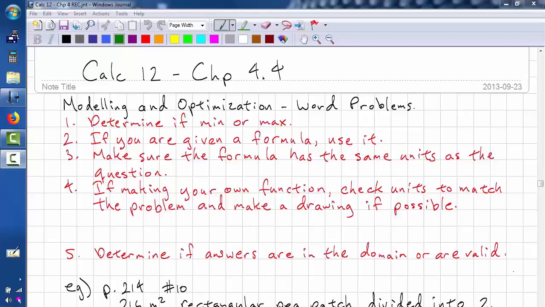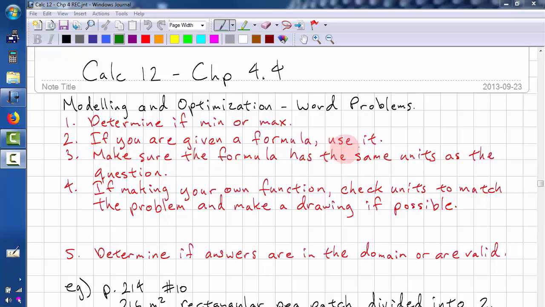This is Calculus 12, Chapter 4.4. We're going to be looking at modeling and optimization. So essentially, word problems. Here are the basic steps that you can take to solve your problems. Determine if it's a min or max problem. Okay, there's a lot of synonyms for min and max, so be careful.